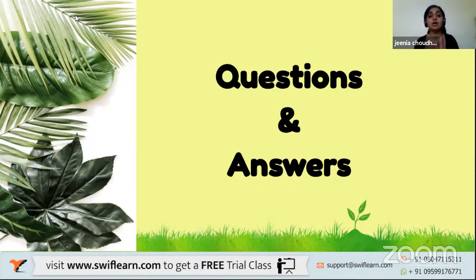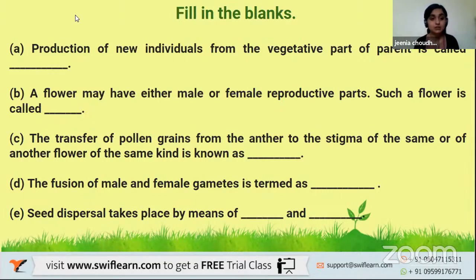So if we start with the first question, it says production of new individuals from the vegetative part of the parent is called dash. What is it called? I'm giving you a few seconds to think about that, and then we'll come up with the answer. The production of new individuals from a vegetative part of a plant is called vegetative propagation. It's known as vegetative propagation, right?